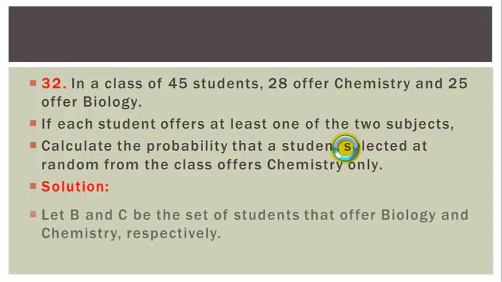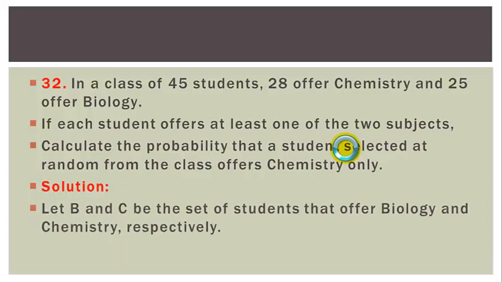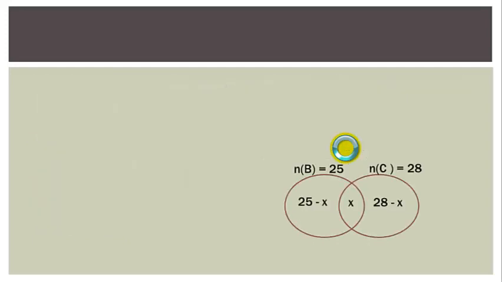Solution. Let B and C be the set of students that offer biology and chemistry respectively. Then we can represent the information on a Venn diagram as follows. Let the number of students that offer both biology and chemistry be X. The number of students that offer biology is given to be 25. So therefore, the number of students that offer biology only will be 25 minus X.